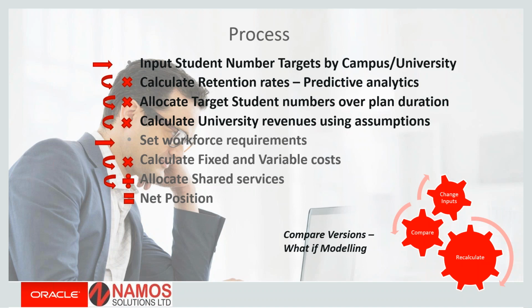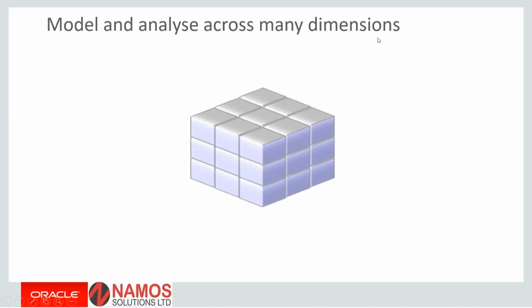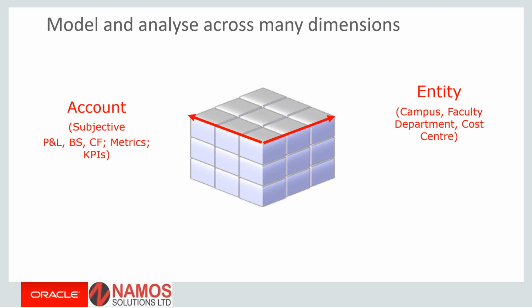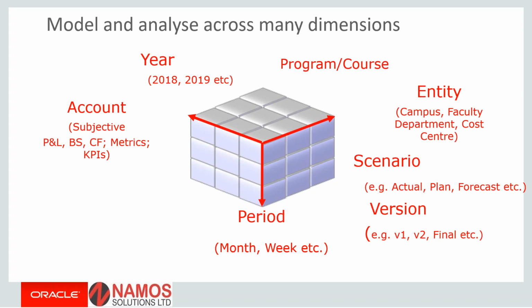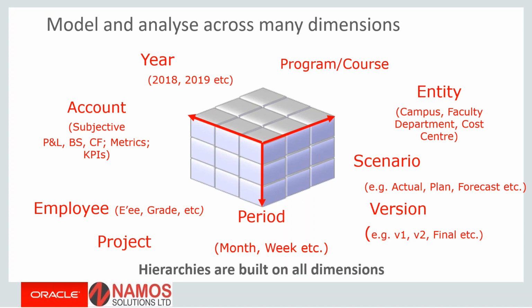Now, behind this, to do that modeling, we're going to have the capability to model and analyze across many dimensions. So I'm going to represent that capability just as a cube. And within that cube, I'm going to have the potential to have these many dimensions. So things like an entity dimension, which will hold my campus or faculty or departments or cost center in the case of shared service allocated costs.